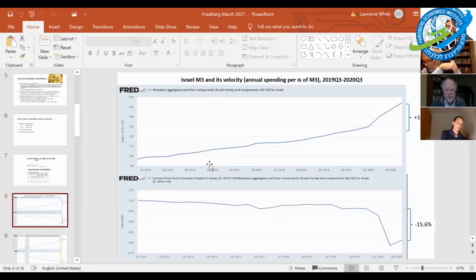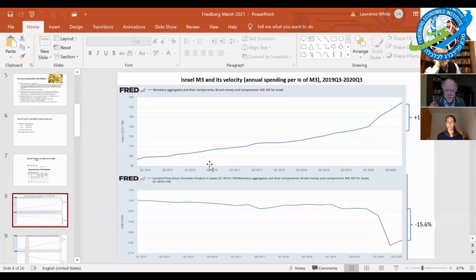And here you see Israel M3. And the chart below is the velocity of M3. It doesn't quite match the figures I gave you earlier because they haven't updated it through the first quarter of 2021. The fourth quarter of 2020. So this is third quarter to third quarter. But it illustrates what I'm talking about.